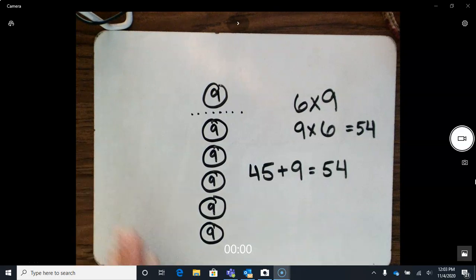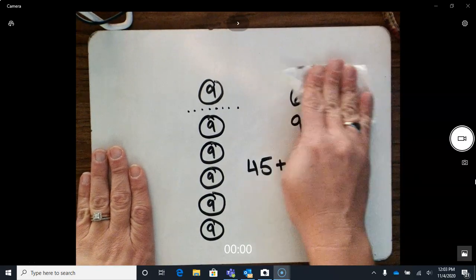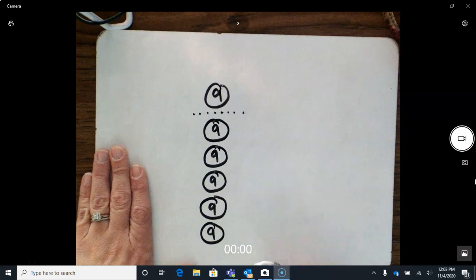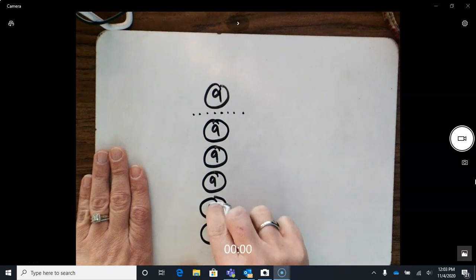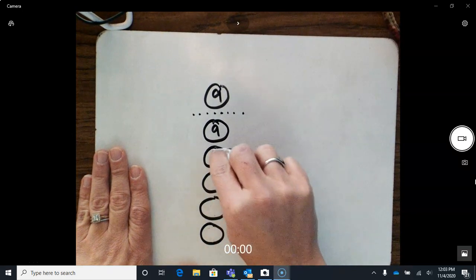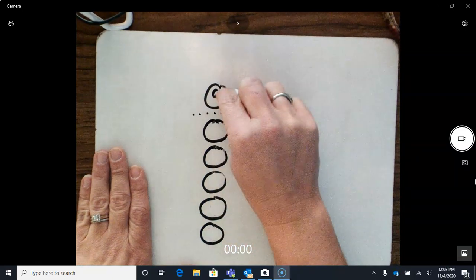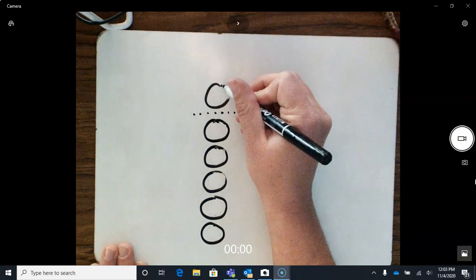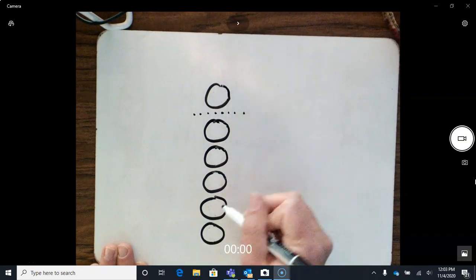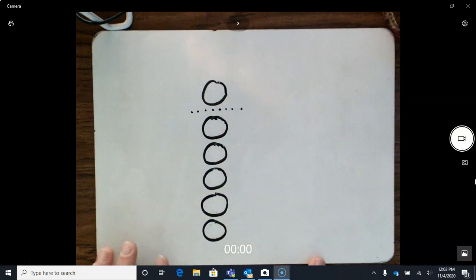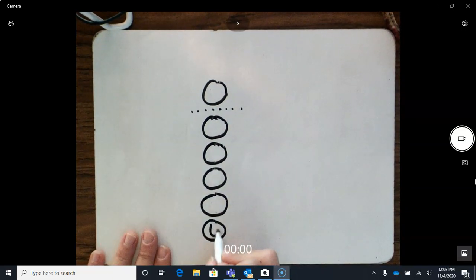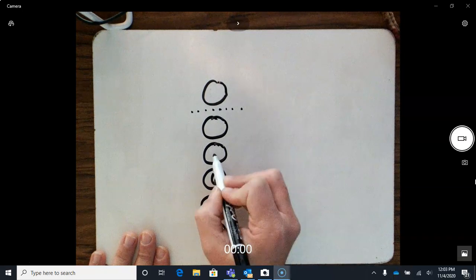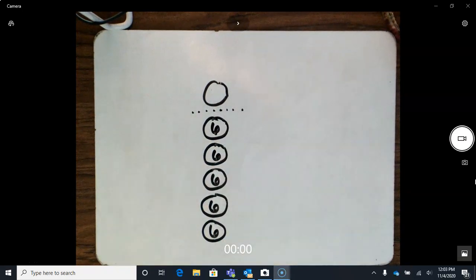All right, let's do one more. So erase those equations. And if you want, you can just erase those 9s in the middle. Erase those 9s in the middle there. Or if you need to redraw them, you can redraw them, no problem. All right, in those first 5 circles, let's put a 6. Let's make 5 groups of 6. And then I want you to think to yourself, what is 5 groups of 6 equal to?